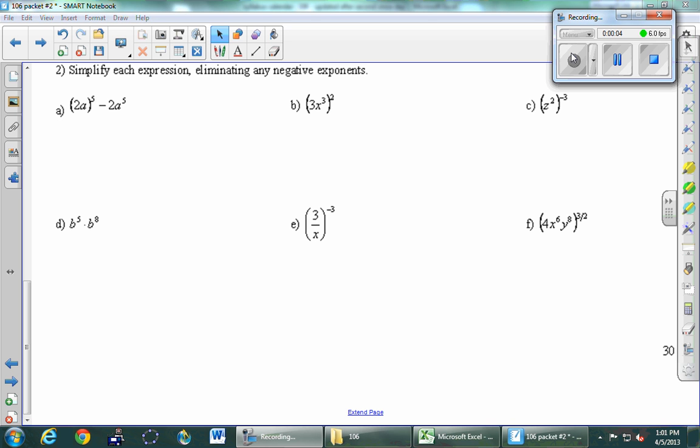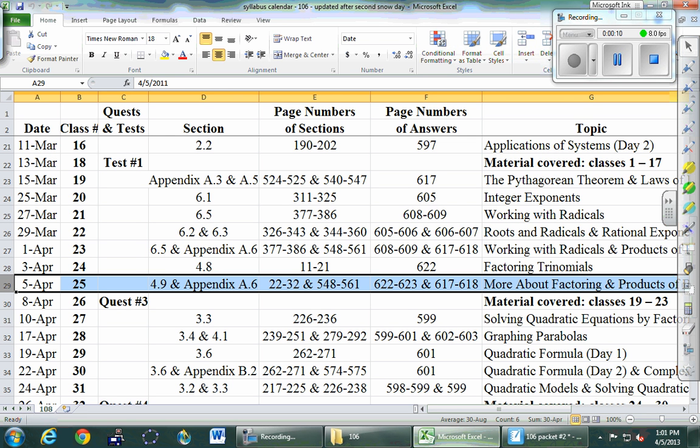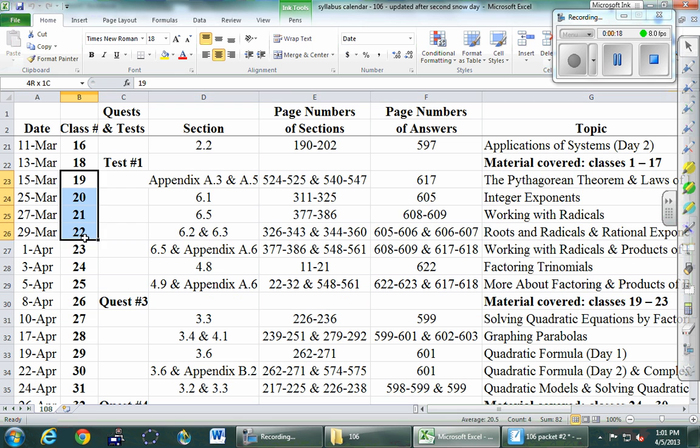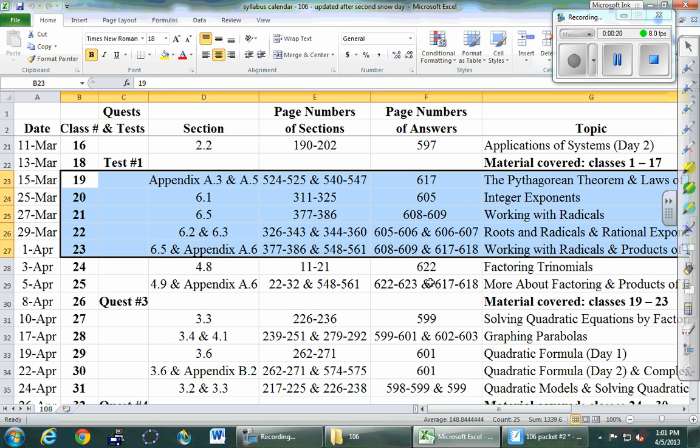So I say we're going to start on page 30, because page 30 has to do with the sample quest problems. And so we'll start with our calendar. Coming up this Monday is quest number 3. It is on classes 19 to 23, which is starting here and going down to here. So it's those topics. It's basically exponents and radicals. That's the focus of this quest.